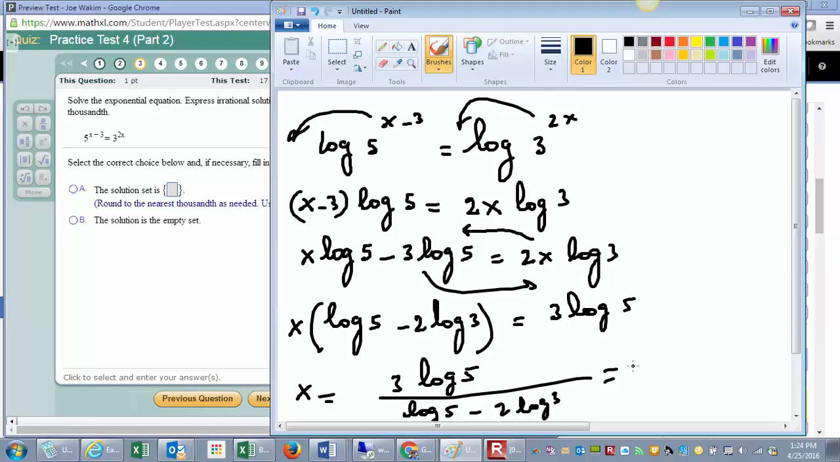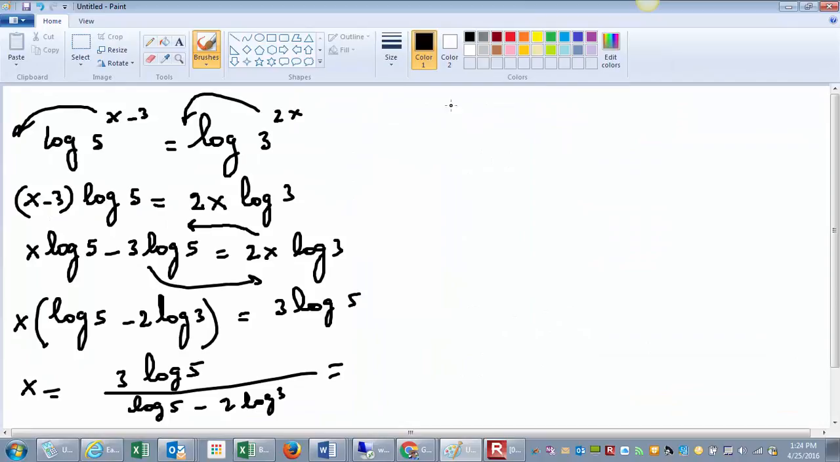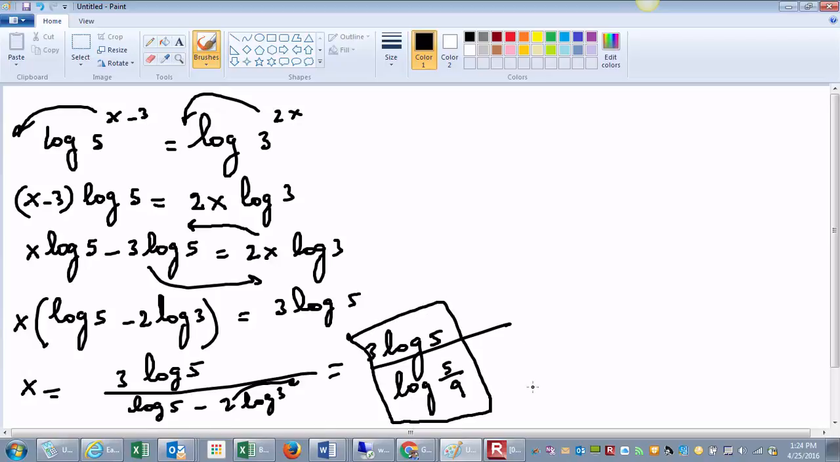I don't know how simple they want, round to the nearest thousands. Oh, they want us to find this answer in decimal notation. So let me see if I can simplify it a little bit. Log 5 over, so you notice this is 2 to the power 3. I can move the 2 back here, and that would be log 5 minus 3 squared, which is log 5 over 9. And of course, we have a base 10. Subtraction, I use the quotient rule. So all I need to do is divide 3 log 5 by log 5 over 9.